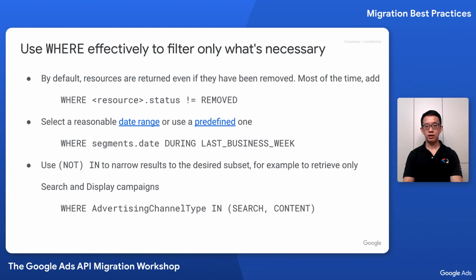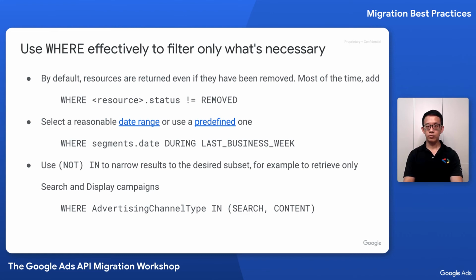This can be either the date range, or the status of the resources, or any properties of the resources. By default, resources are returned even if they have been removed, so most of the time you may want to add the condition to filter out removed entities, like where resource.status not equal to removed.